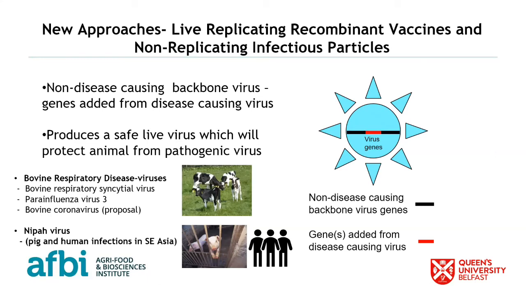We're making one to 3, and we hope to make one against bovine coronavirus. We're also making one to a virus which is a problem in Southeast Asia, Nipah virus, but it's on the WHO list, and we got funded for that by Innovate UK to actually make that vaccine. And Nipah virus infects pigs and humans, and again, it's another virus that came out of bats. Lots of these viruses come out of bats.